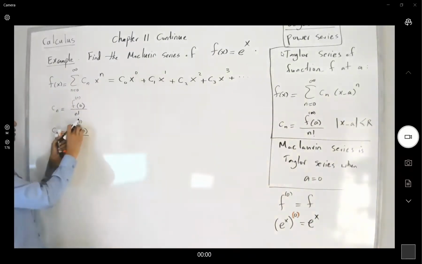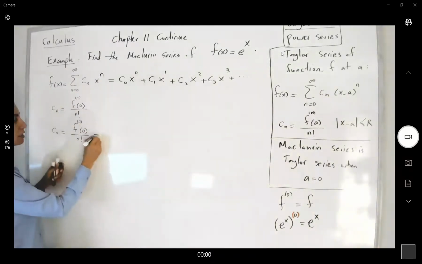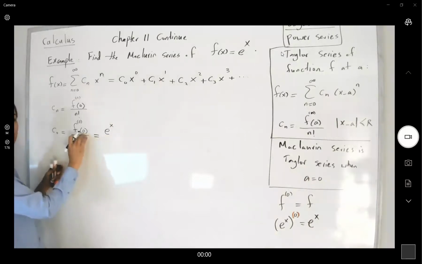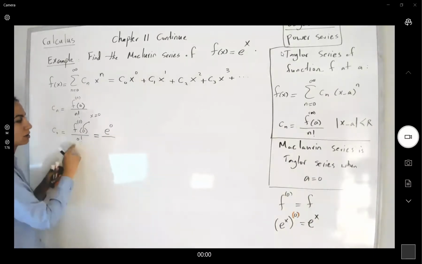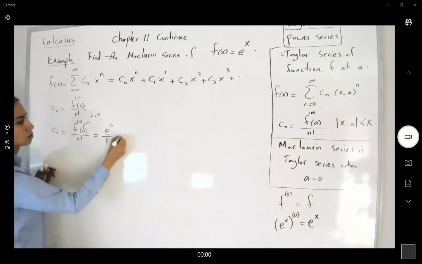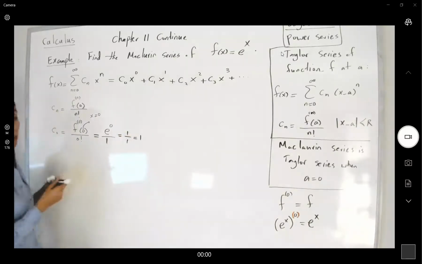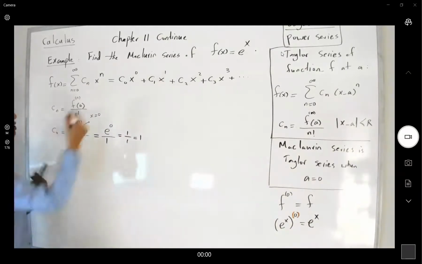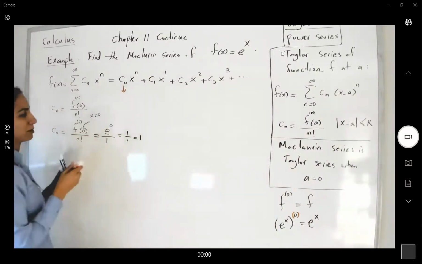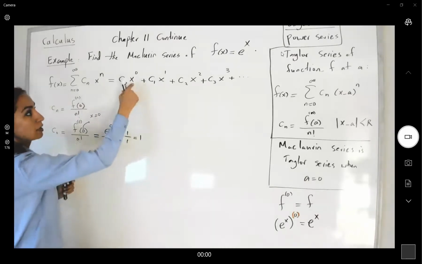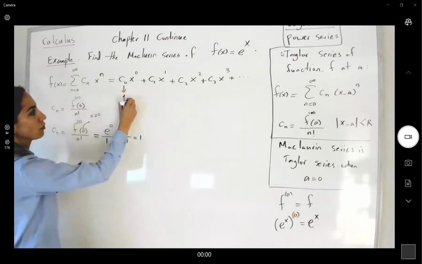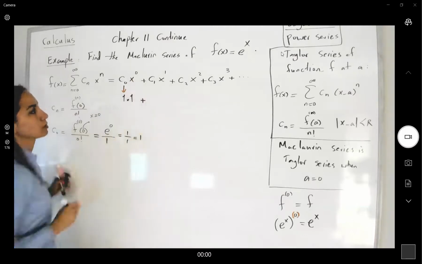So the zeroth derivative of f is e to the x, but we evaluate that at x equals 0. So e to the 0, and 0 factorial is 1. So you have 1 over 1, or 1. We found c sub 0, which is just 1. 1 times x to the 0, and x to the 0 is also 1. So you get 1 times 1 plus.